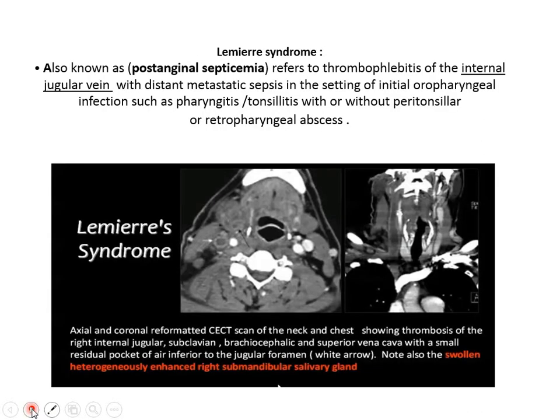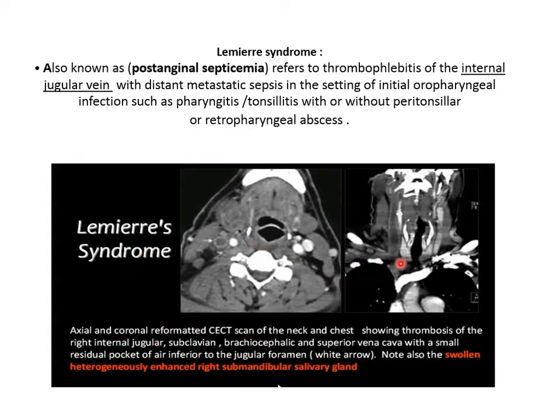Lemierre syndrome, also known as postanginal septicemia, refers to thrombophlebitis of the internal jugular vein with distant metastatic sepsis in the setting of an initial oropharyngeal infection, such as pharyngitis or tonsillitis, with or without peritonsillar or retropharyngeal abscess. This is an example of Lemierre syndrome.